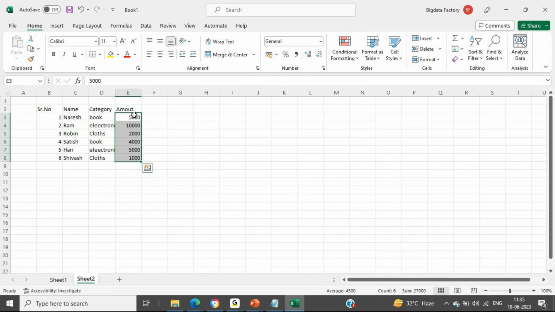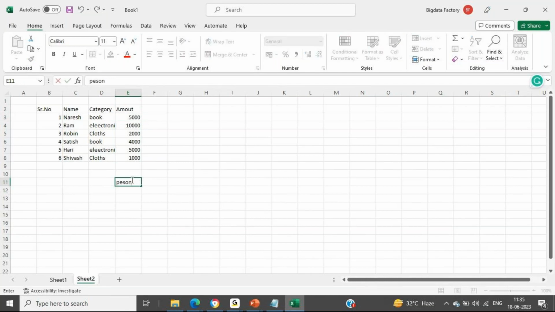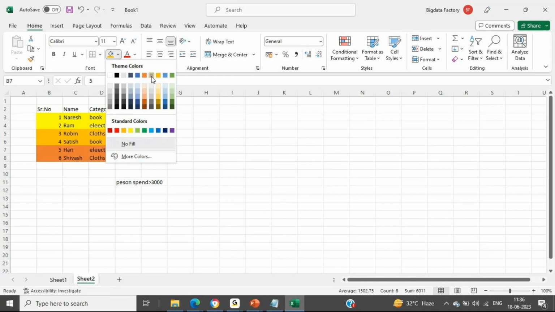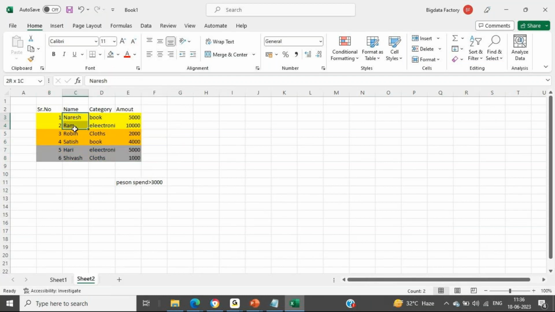So on the mapper side only, I will apply the logic: person spend greater than say 3,000. Okay, so say this is given to block 1, this is given to block 2, and this is given to block 3. So we are having 3 blocks, right?